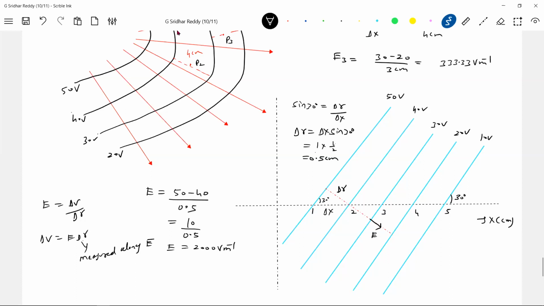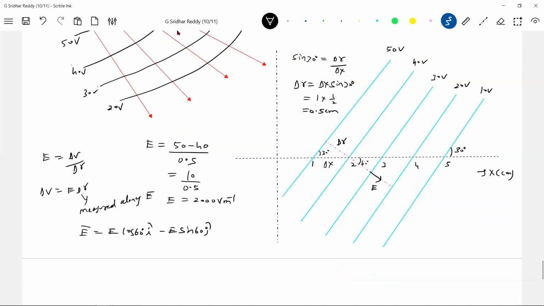I want the direction. What is this angle? 60 degrees it will be. So what will the electric field vector be? E cos 60 degree I cap minus E sin 60 degree J cap. So what is the value of E? 2000. Cos 60 will be 1 by 2, so I cap, and 2000 root 3 J cap. So what will the resultant field vector be? 1000 I cap minus 1000 root 3 J cap volt per meter.